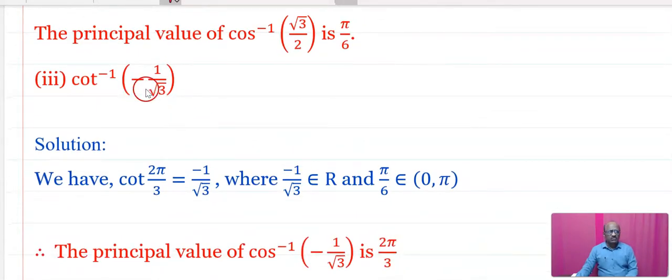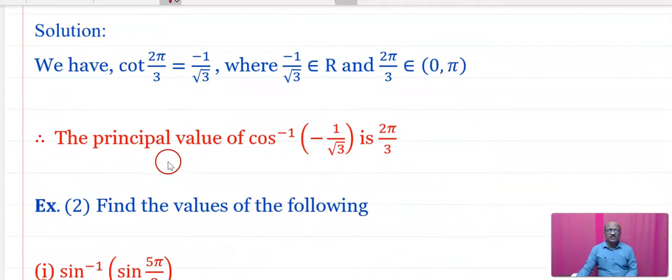Cot inverse of minus 1 by root 3. We have cot of 2 pi by 3 is equal to minus 1 by root 3, where minus 1 by root 3 belongs to the set of real numbers, and 2 pi by 3 belongs to 0 to pi.